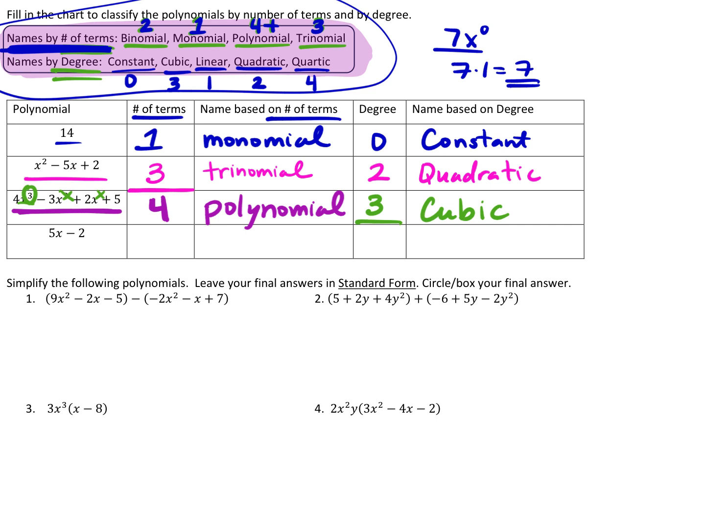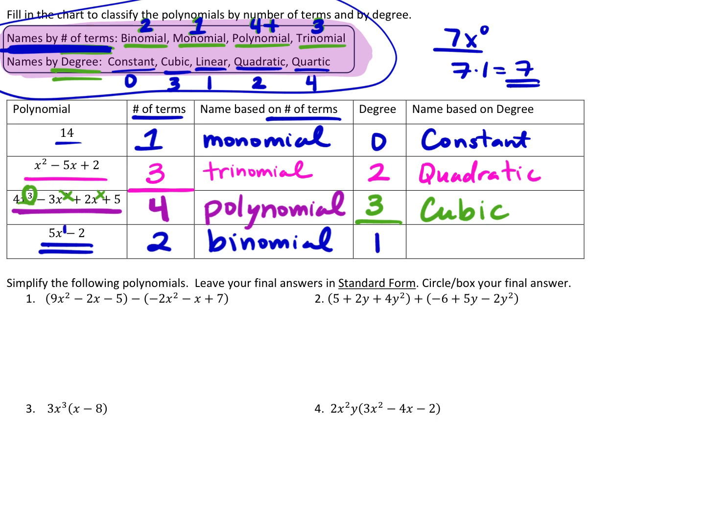5x minus 2. Chloe, can you tell me how many terms 5x minus 2 is? 2 terms. And what do we call that, Aiden? That is a binomial. David, can you tell me the degree of 5x minus 2? That's a degree of 1.